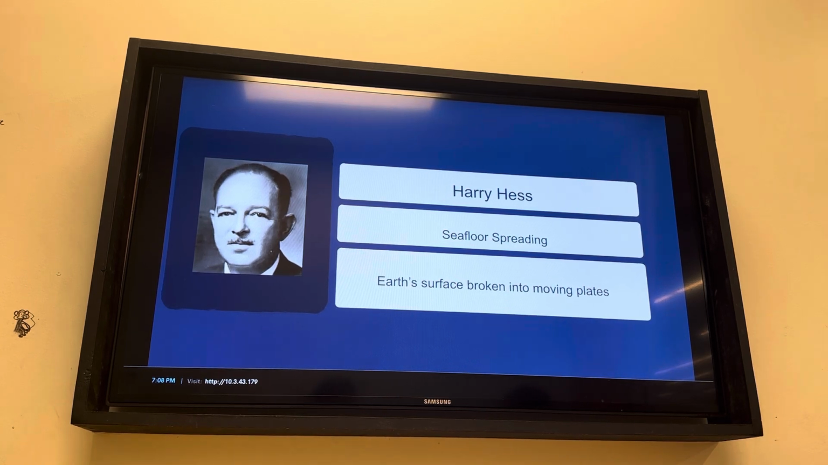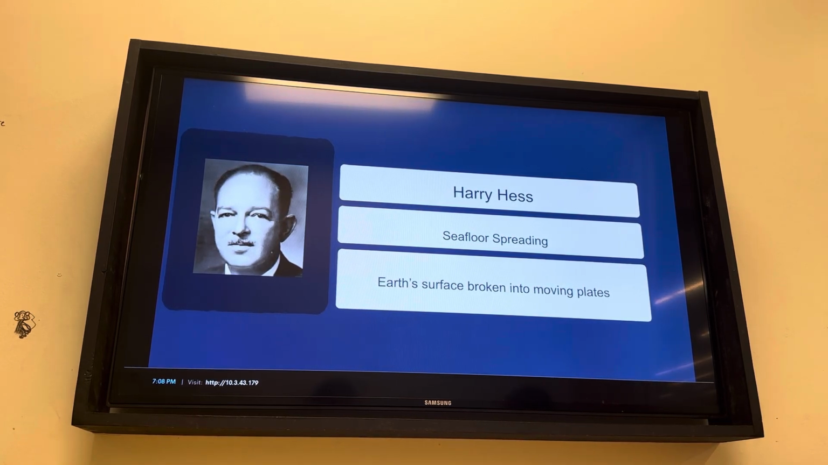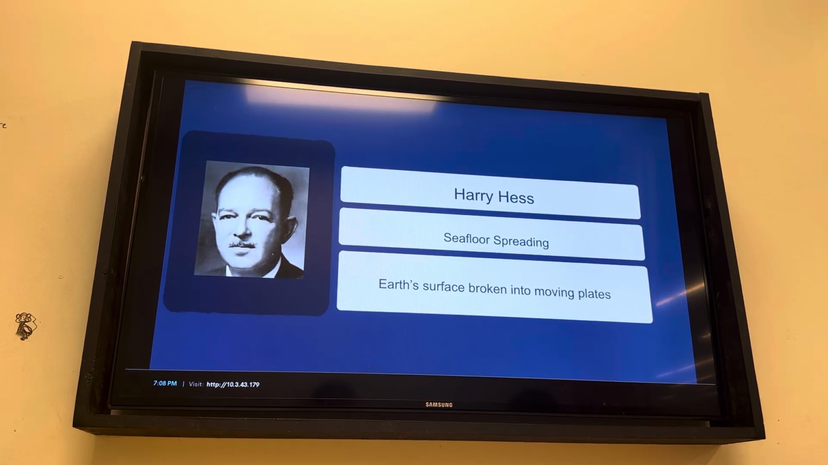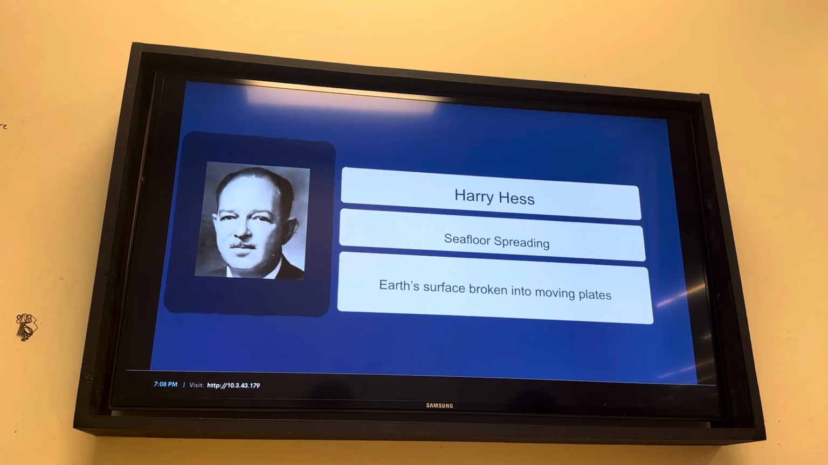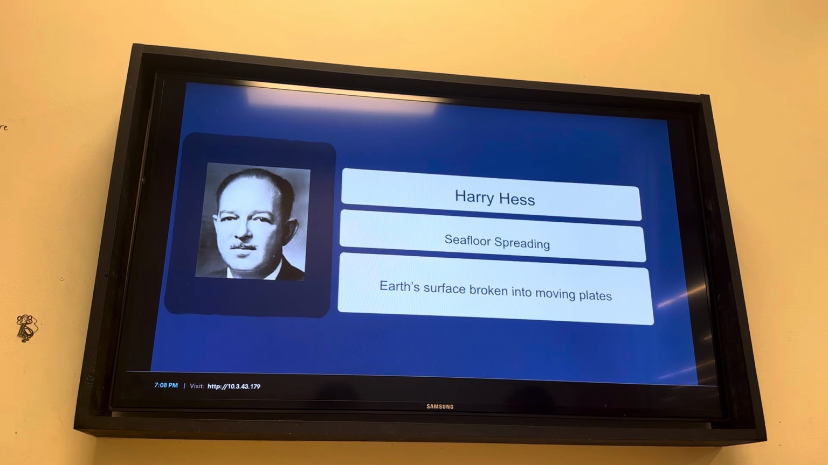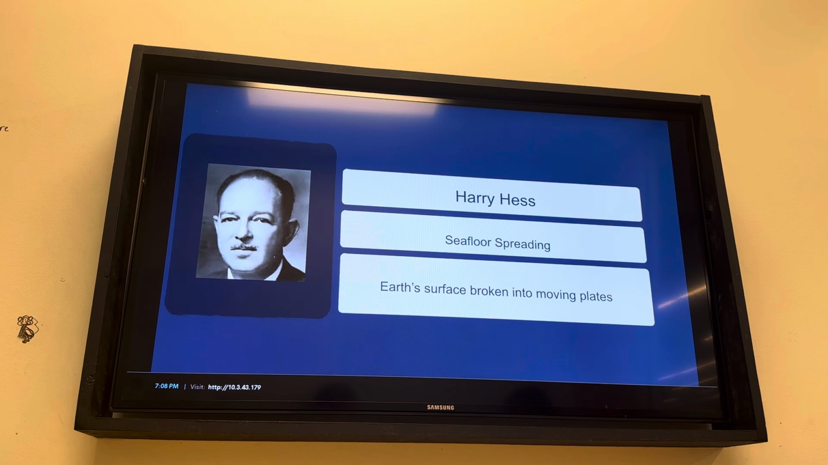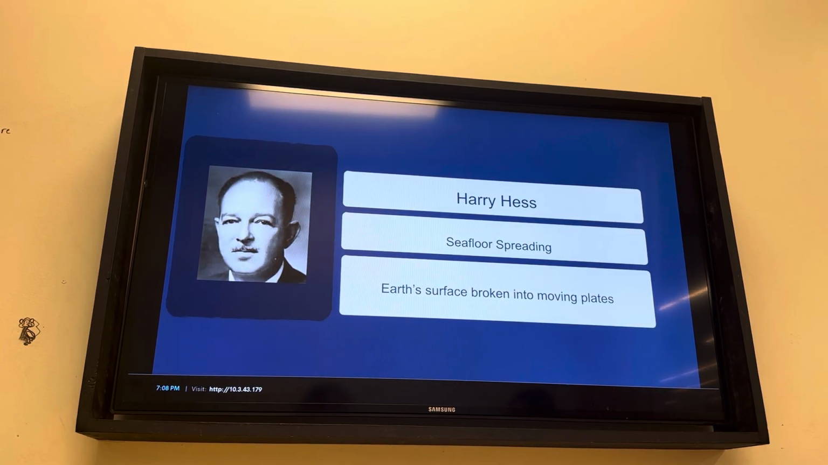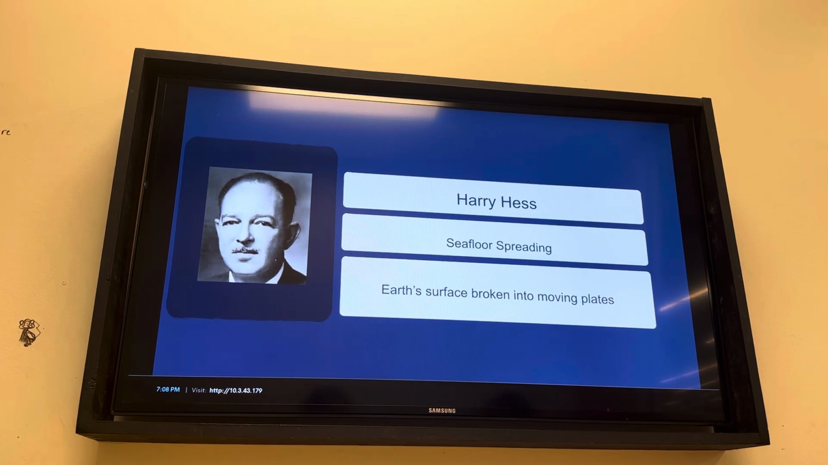Harry Hess also proposed the idea that the Earth's surface is broken into moving plates called tectonic plates. These plates, which make up the Earth's lithosphere, which is the Earth's crust and upper mantle, float on the semi-fluid asthenosphere below and move relative to each other. This causes geological events like earthquakes and volcanic activity. Hess's ideas confirmed Wegener's to be true.